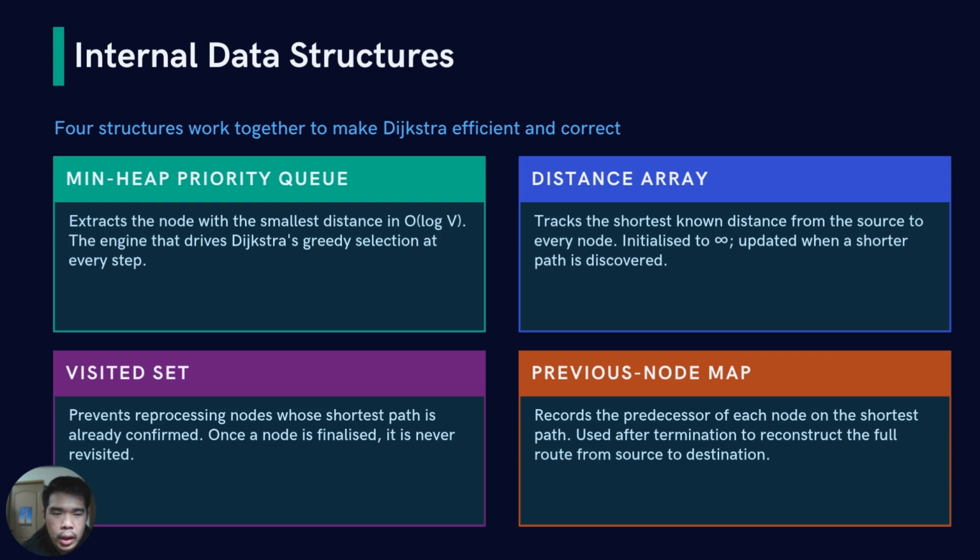So this is just to help the efficiency of the algorithm and ensure that it avoids unnecessary computation. And finally, we have the previous node map, which keeps track of how a station is being reached. So this allows the algorithm to reconstruct the final route. So with these 4 data structures working together, it makes the Dijkstra algorithm work.